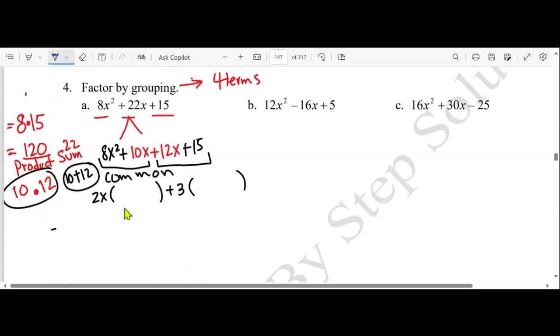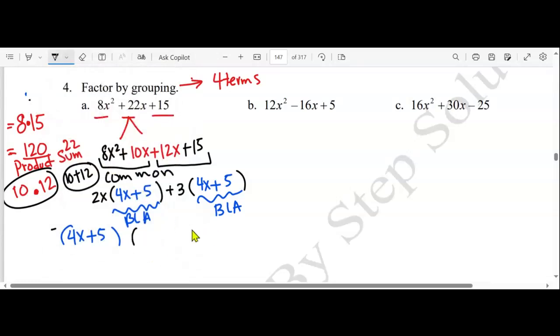Who can tell me what's left? 4x plus 5. What about here? 4x plus 5. Now, do we have the common factor? No. What's the common factor? 4x plus 5. So you take the common factor outside. And so the common factor here is 4x plus 5. What's the remaining? 2x plus 3. So that's your final answer. Easy as easy. Any questions?